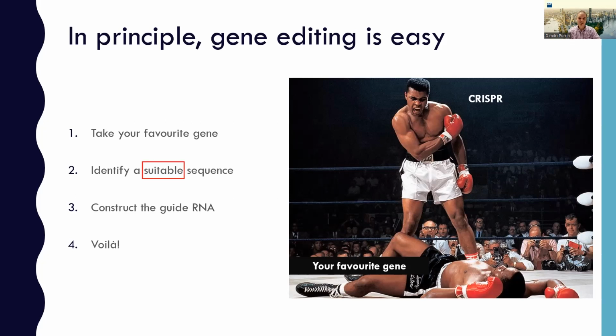However, in practice, identifying suitable guides is not that easy. So what do we mean by suitable sequence? We mainly consider two properties. We want to find sequences that are going to maximize the likelihood of obtaining the edits that you desire, but also we want guides that are going to minimize the risk of off-target sequences. And evaluating that risk of off-target modification is computationally very challenging. And that's what we're going to discuss today.